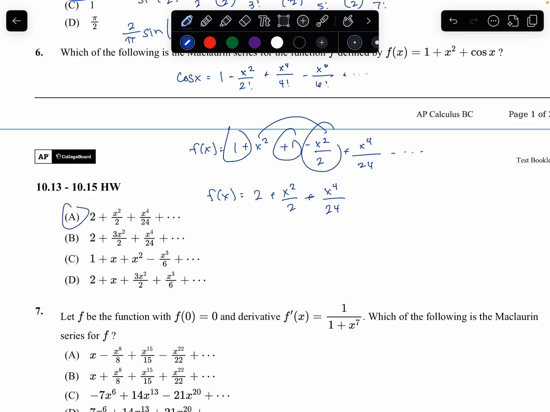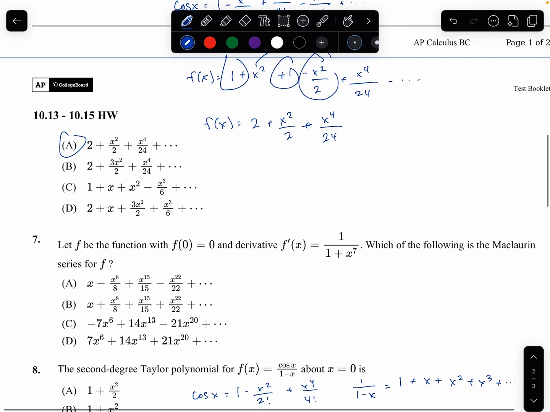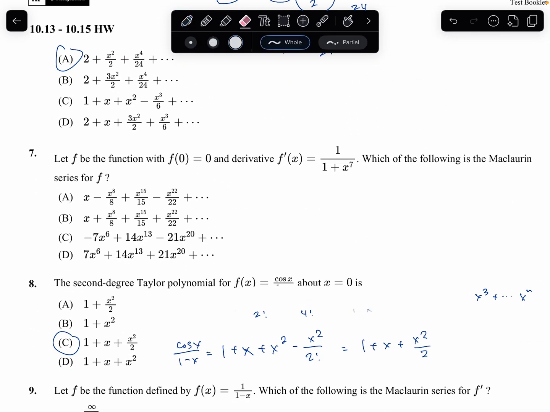Okay, and then we've got 7. Oh, looks like I already did number 8 for somebody.